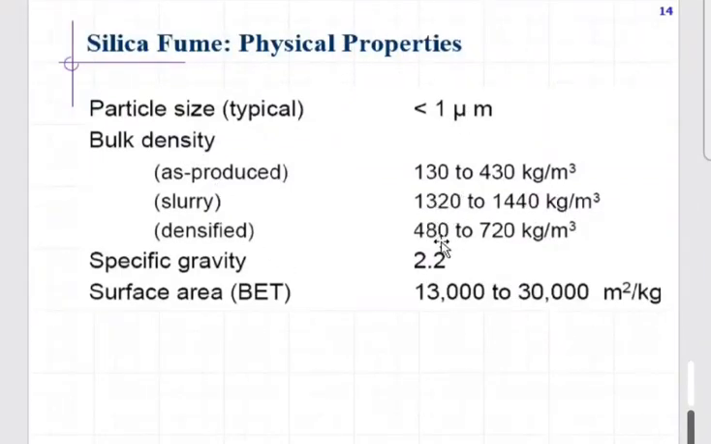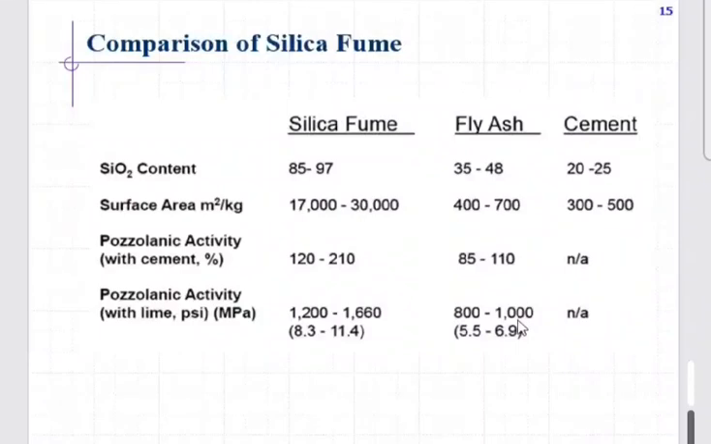Its bulk density is between 1300 and 1400, and specific gravity is 2.2. The surface area is 13,000 to 30,000 square meters per kilogram, whereas for cement it is about 300 to 700. So there is a lot of surface area in the silica fume particles. You can see here a comparison of particle size and silica content. Silica fume has a silica content of 85 to 97%, whereas fly ash has 35 to 48%, and cement 20 to 25%.